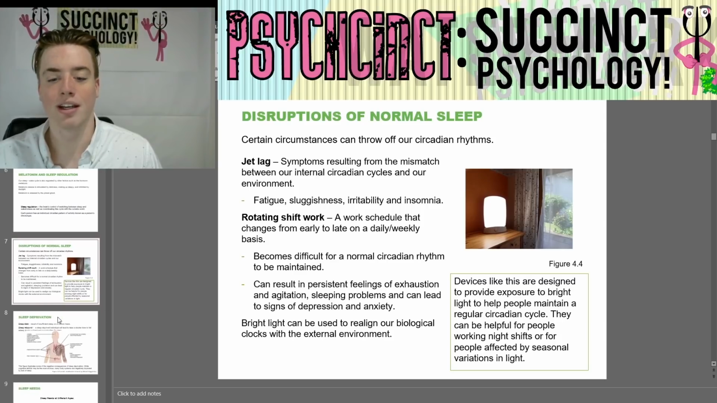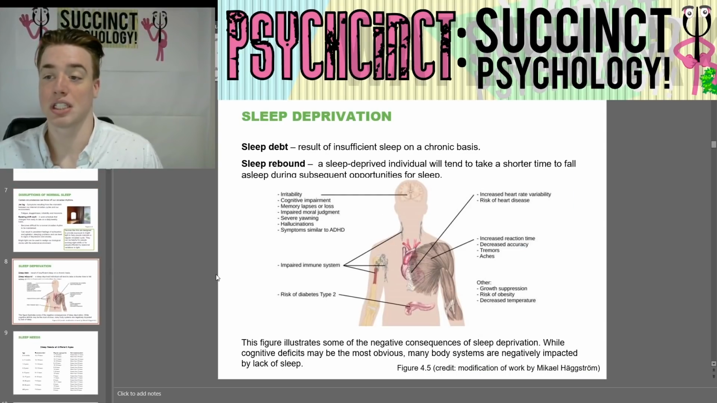That's no fun. Next, we have sleep deprivation. Sleep debt is a result of insufficient sleep on a chronic basis, meaning it happens consistently and over time.